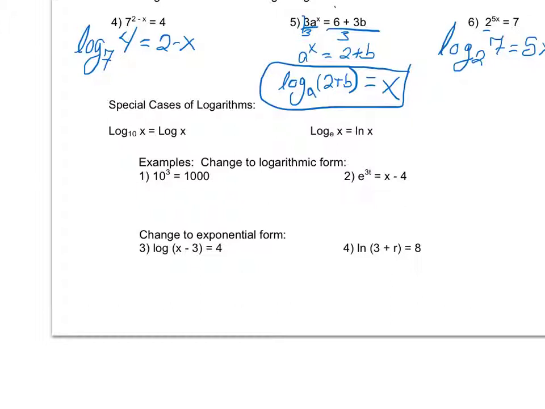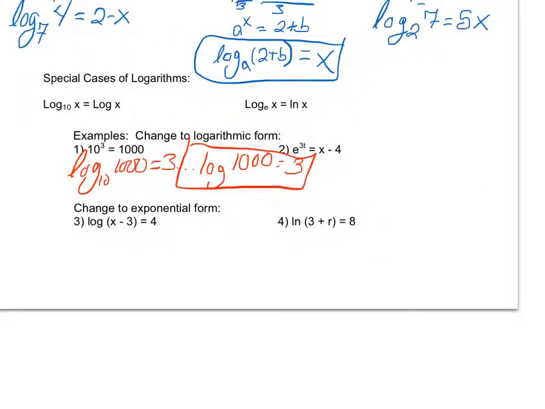Looking at some examples then, let's say I look at the first one. I want to change to logarithmic form. 10 to the third equals 1,000. Changing to logarithmic form, I'll take log base 10 of 1,000 equals 3. Well, that's not a bad way to write it. However, the best, most simple way to write it, and the way I will expect you to write it if you have base 10, is by saying just log of 1,000 equals 3.